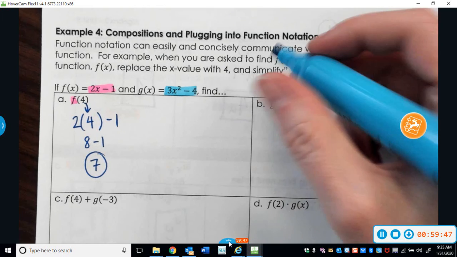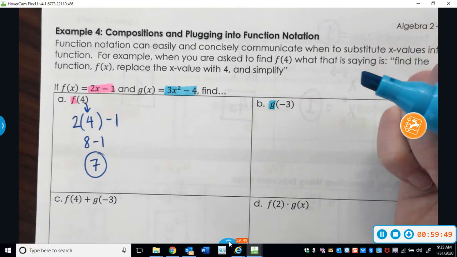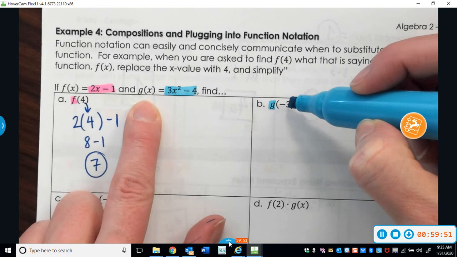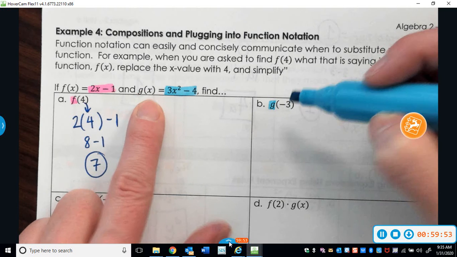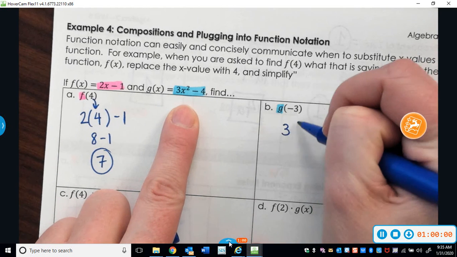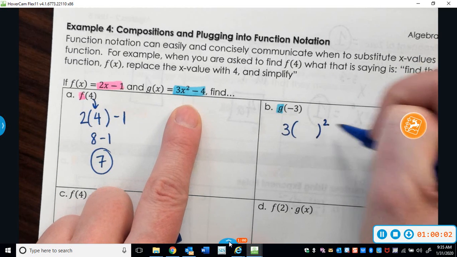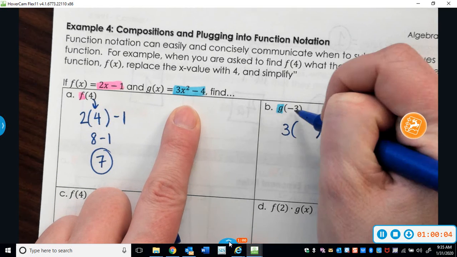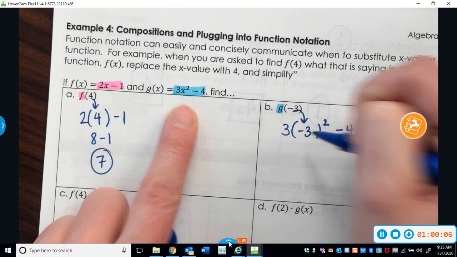Alright, so the next one says g of -3. So notice instead of g of x, I have g of -3. It's replaced the x with -3, so that's telling me to use the g function and replace x with -3. So I'd have 3, my x value is squared, and then I'll take away 4 from that, and I'm replacing that x with -3.